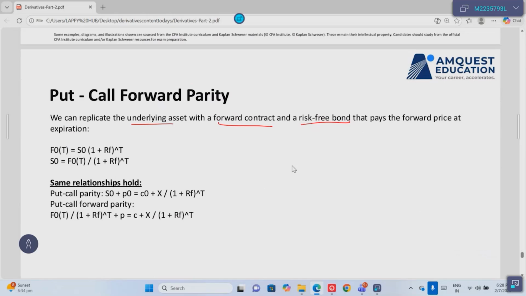Let's say मेरे पास एक call है, तो मुझे वो कॉल को भरने के लिए I need to pay a certain amount of money after a period of time. So I want a risk-free bond which will pay me the forward price after a period of time. So that amount I can replicate through this call put parity, right? Forward price is the stock price into 1 plus R, right? And therefore the stock price is the forward upon 1 plus R, right?